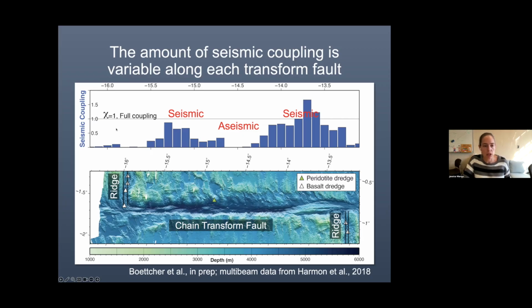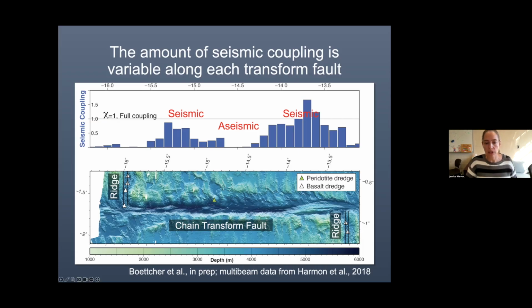This is a figure that Margaret Boettcher put together to show how the seismic coupling varies along the fault. You have sections with almost no large earthquakes, and then sections like this one here that seem to be almost fully seismically coupled. Then there are these regions that we call aseismic, though I should say they do have lots of small earthquakes, but they lack the large ones that can be seen teleseismically. Then you go back into another seismic section of the fault. This is classic behavior that we see along all of the oceanic transform faults: sections of it have the large earthquakes and other sections don't.